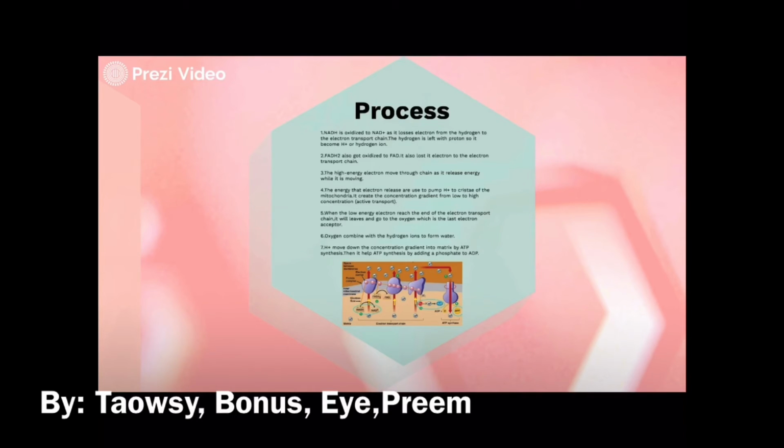When the low energy electron reaches the end of the electron transport chain, it will leave and go to the oxygen, which is the last electron acceptor. So when the electrons are moving, they lose their energy. So when they arrive there, the energy is low. And oxygen carries the hydrogen ion to form water, or H2O. H plus moves down the concentration gradient into the matrix through ATP synthase. Then it helps ATP synthase make ATP by adding a phosphate to ADP.